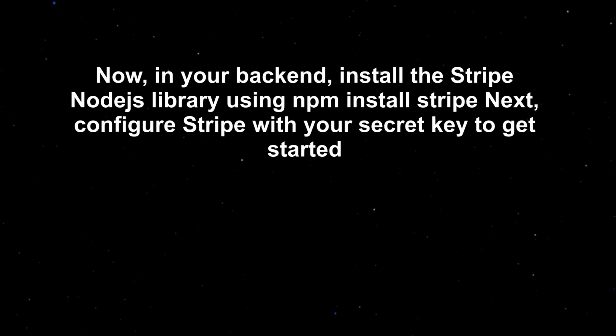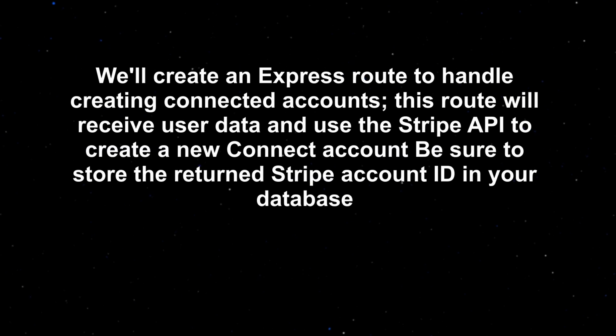Next, configure Stripe with your secret key to get started. We'll create an Express route to handle creating connected accounts. This route will receive user data and use the Stripe API to create a new Connect account. Be sure to store the returned Stripe account ID in your database.